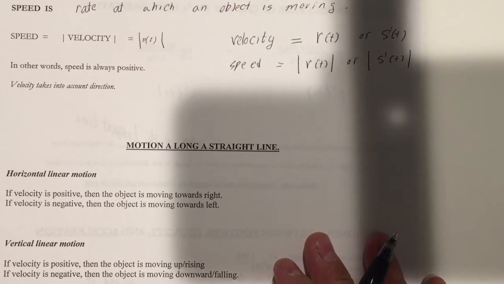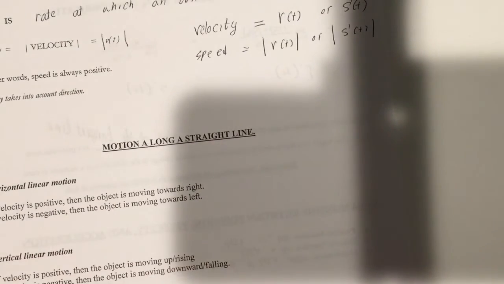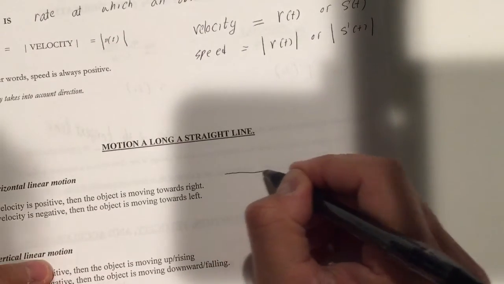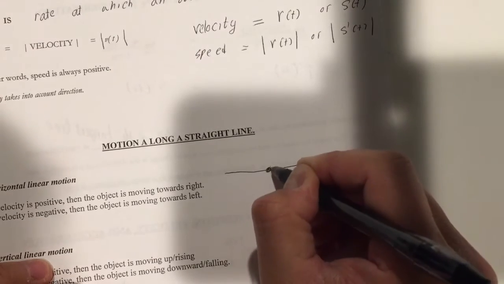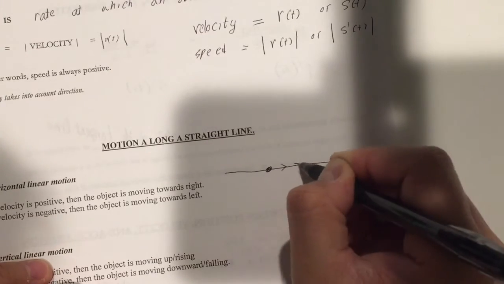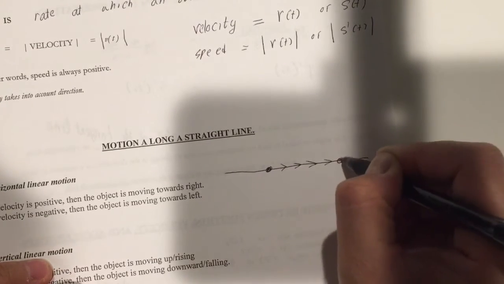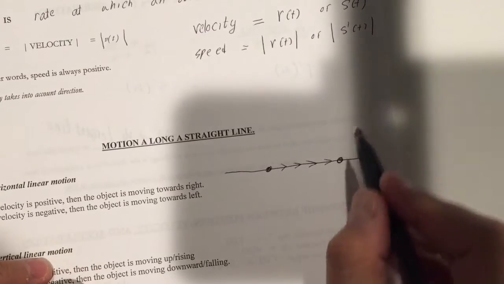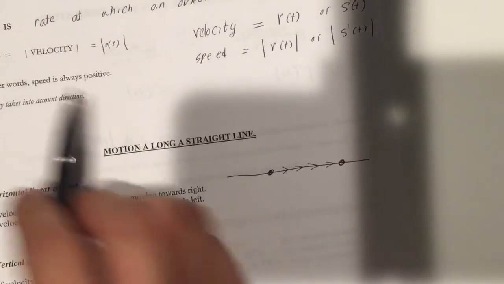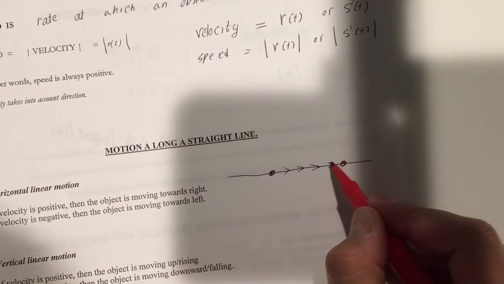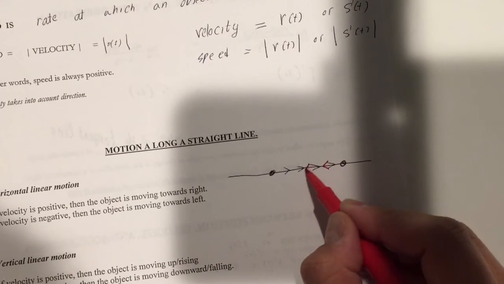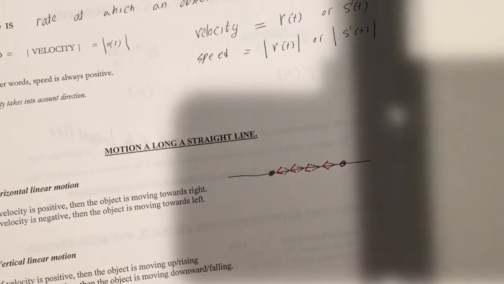Motion along a straight line. So say you have a particle that's moving along a straight line. The particle could be moving this way, or it could also be moving that way as well. All it does is move along a straight line, and its movement sometimes could be very random.